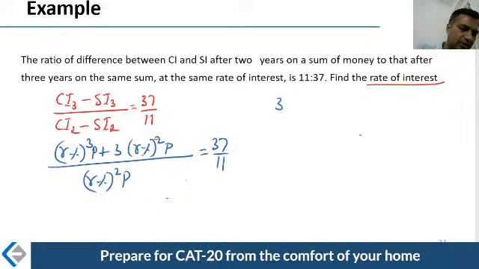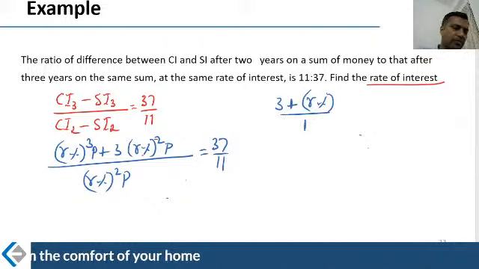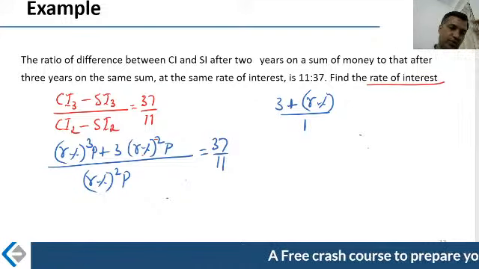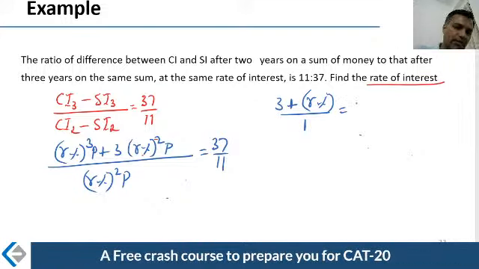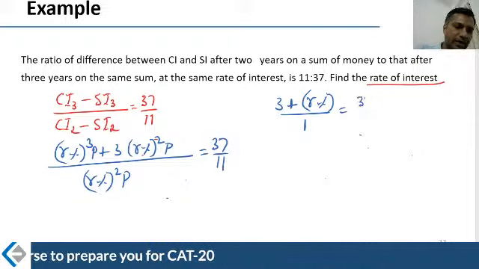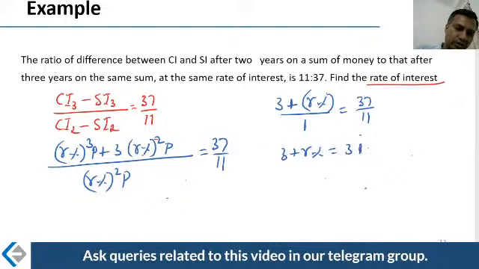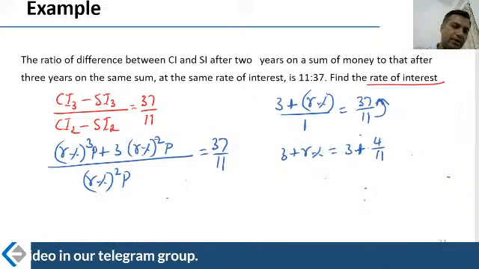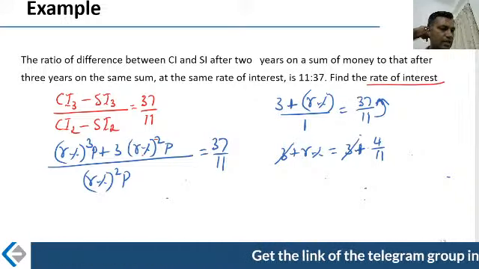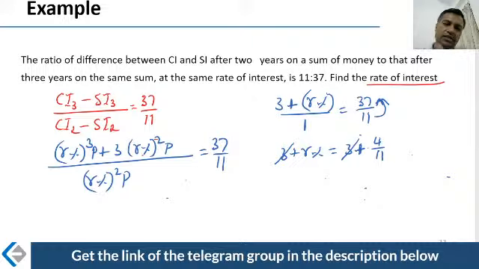It looks something like this: 3 plus R% divided by 1, because (R%)^2 times P you cancelled. Dividing by 1 is nothing but the same operation, and on the other side it is 37 by 11. This is nothing but 3 plus R% is equal to 3 plus, 11 times 3 is 33, remainder 4 by 11. You wrote it as 4 divided by 11. So what happened here, guys? 3 plus 3 got cancelled. You directly got the answer.